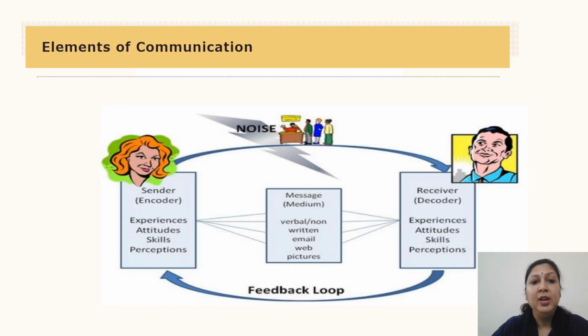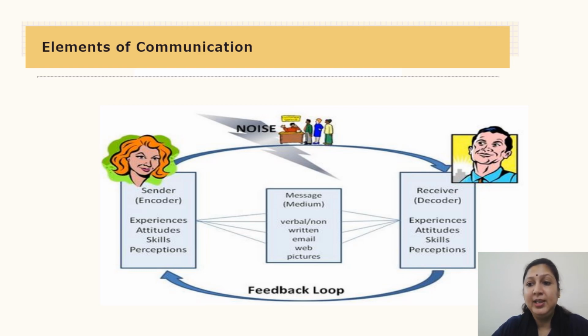Now, the elements of communication. The communication process starts with the sender. Sender is also called the encoder. He is the person who first initiates the communication process. Then there is the message. It is the message that is being delivered to the receiver. It uses many channels. It may be oral or written. Then the receiver. Receiver is a decoder who receives the message.